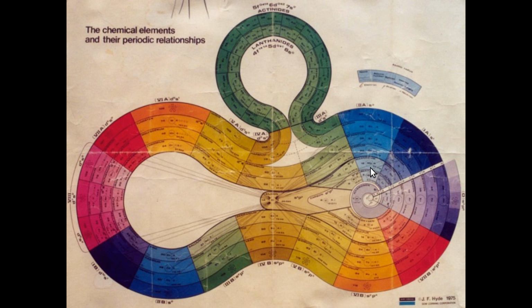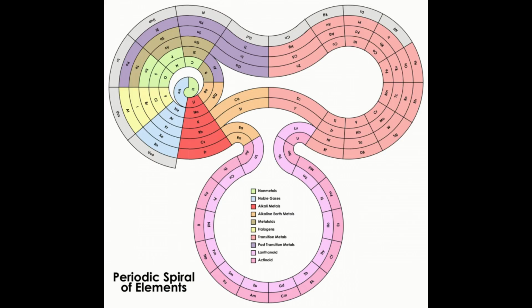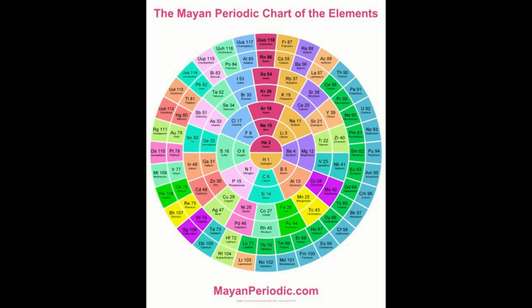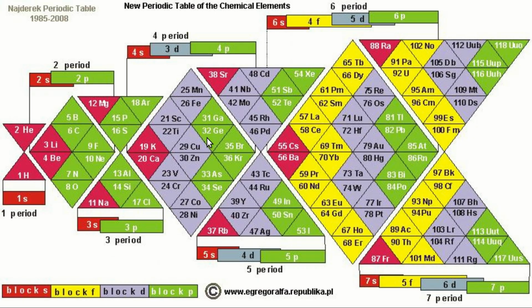And then here's another one. Again, we start here, and as we spin around, the periods get bigger, and then we have to add this little part here. Another similar design here. So these are all different ways to display the periodic table of elements. I like this one. Not sure that I fully understand it, but it certainly looks neat. This one's called the Mayan periodic table because it kind of looks like the Mayan calendar. So you can see as the periods get bigger, they have more elements in them.